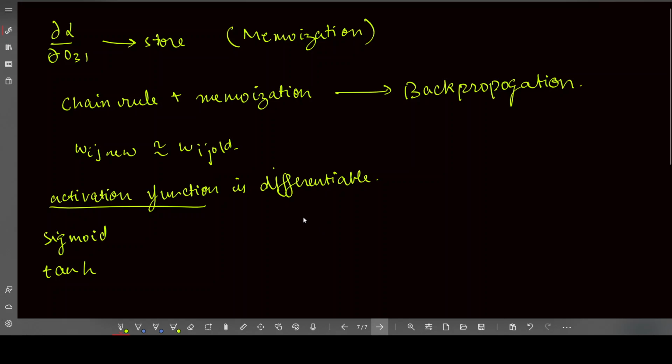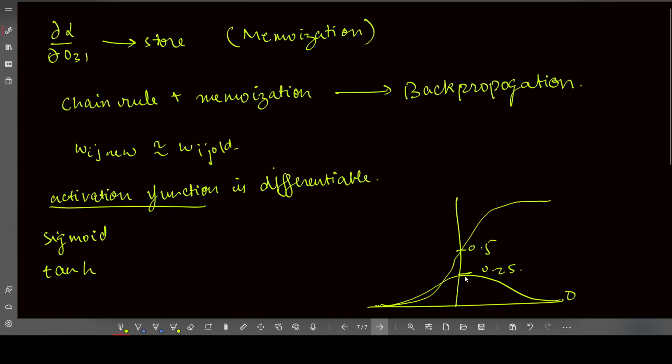Your sigmoid function is basically, if this is 0.5 and this is 0, your sigmoid function goes from 0 to 1. This is your sigmoid function. And when you differentiate sigmoid, you get a graph like this. This value is about 0.25.